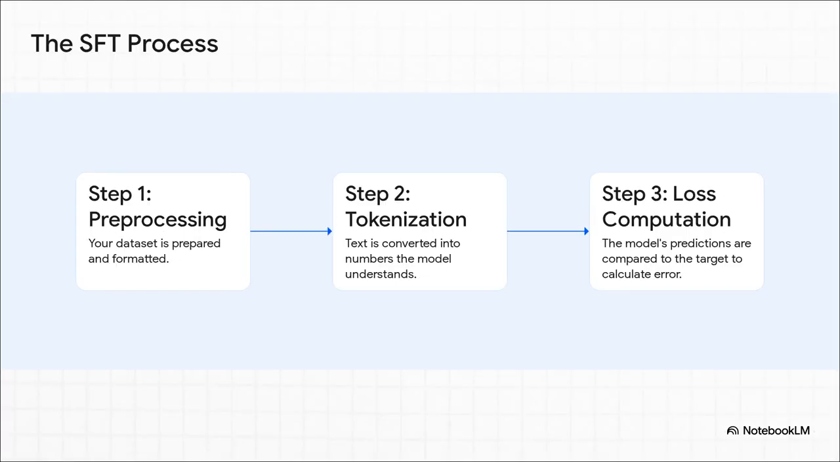And that data flexibility feeds right into the core process. So once your data is loaded, 3 main things happen. First, it gets pre-processed and formatted into a way the model can use. Second, it's tokenized, which is just a fancy way of saying all the text gets converted into numbers because that's the only language the model speaks. And finally, the most important part, loss computation. That's where the actual learning happens.